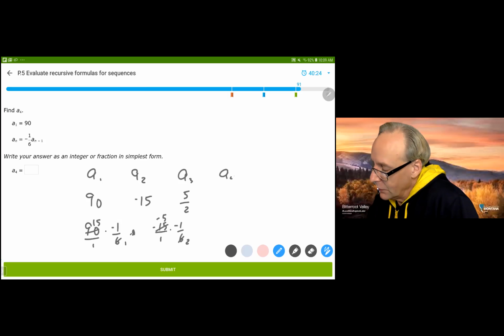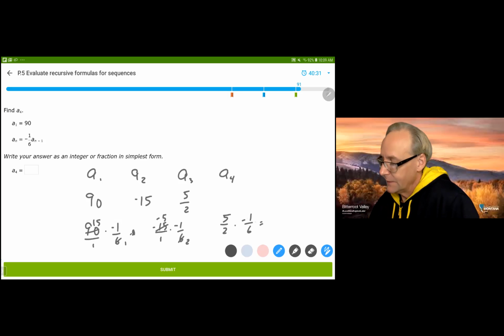So A4 is the one we want. And we're just going to take the 5/2 and multiply it by negative 1/6. There's no simplifying. It's just going to be negative 5 over 12.